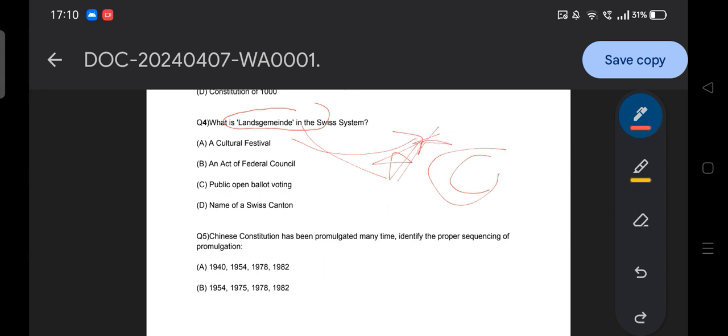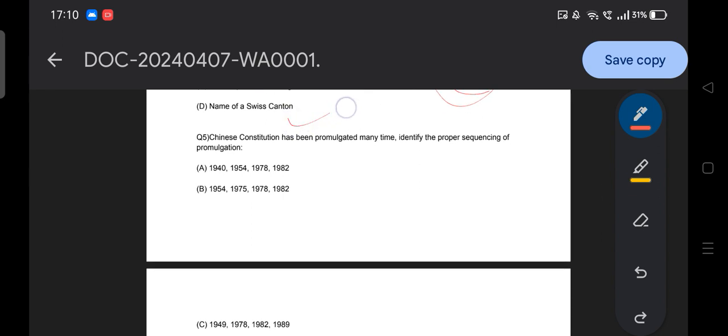Similarly, we can cover the key terms of the USA. In an upcoming session we will discuss filibustering. In China there are key terms like democratic centralism, People's Republic, the Congress, and so on. Different constitutions have different key terms or features with respect to their way of governing, and we need to focus on that. Then moving to the next: the Chinese constitution has been promulgated many times. Identify the proper sequence of the formulation. As I mentioned, the constitution of each and every country has been developed at a different point in time, and we need to focus on that. So the correct answer of this question, let me provide you, is B.